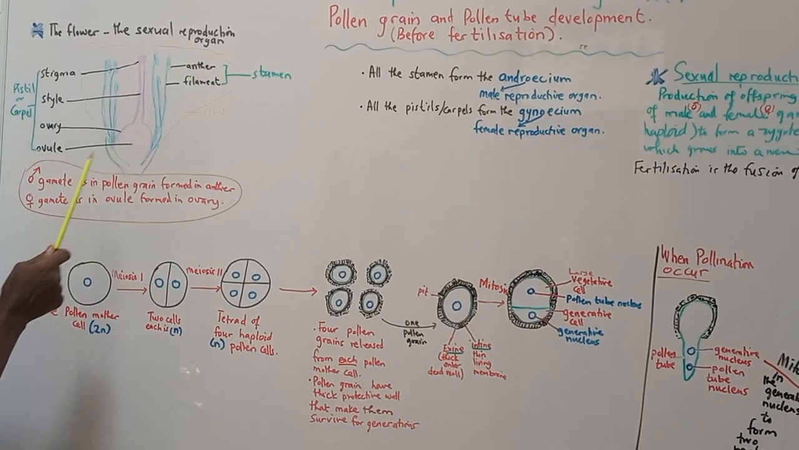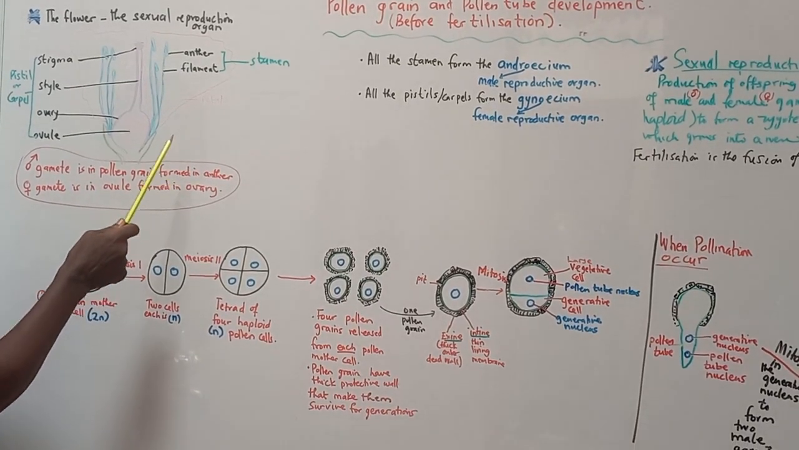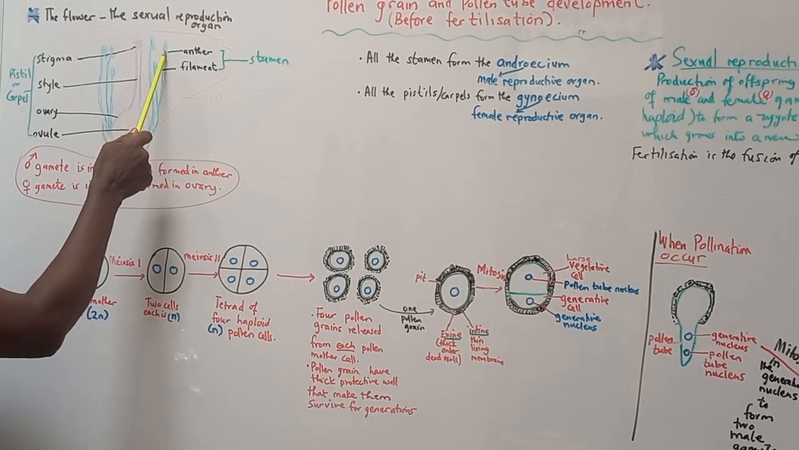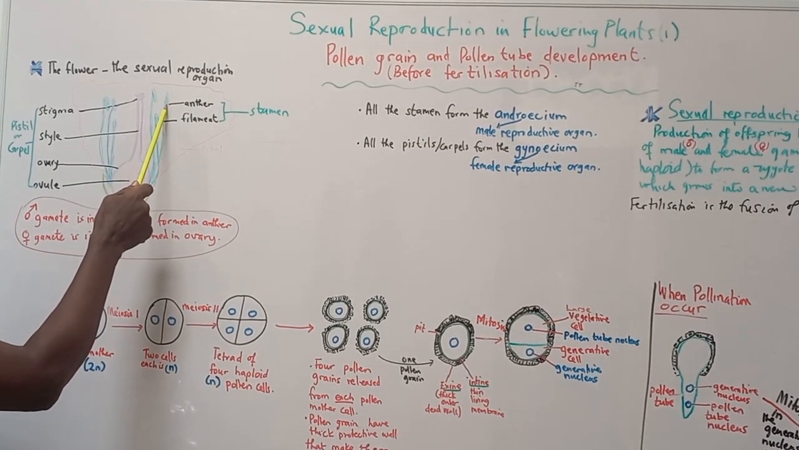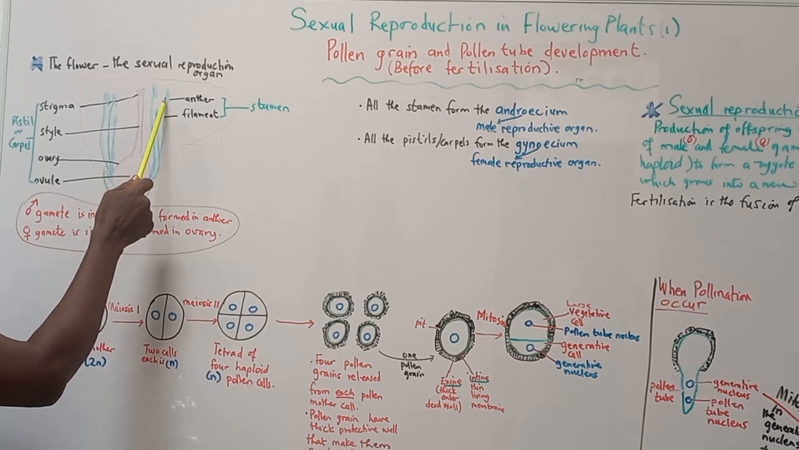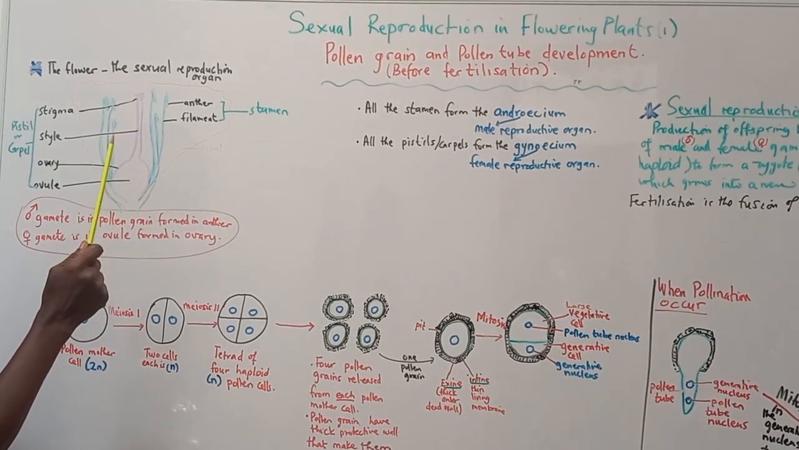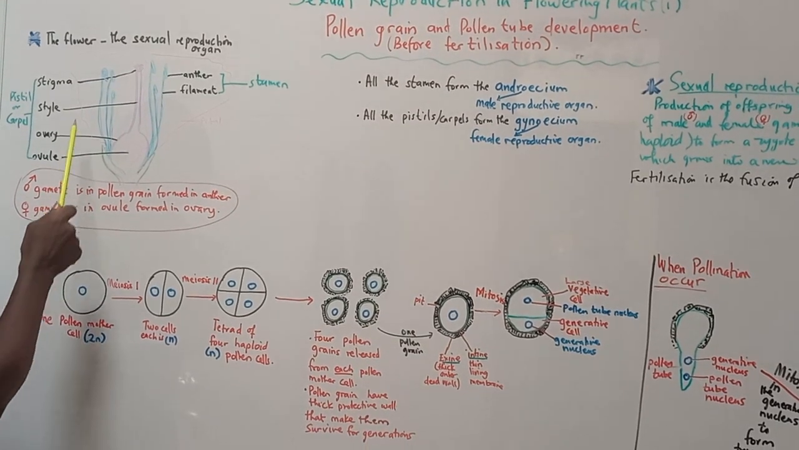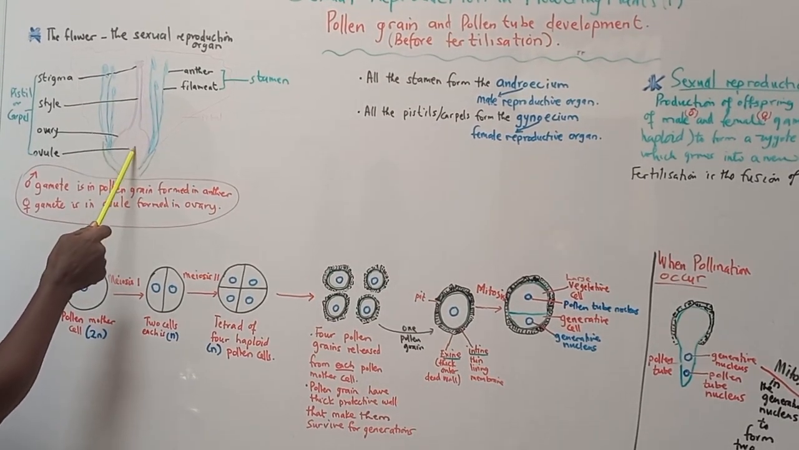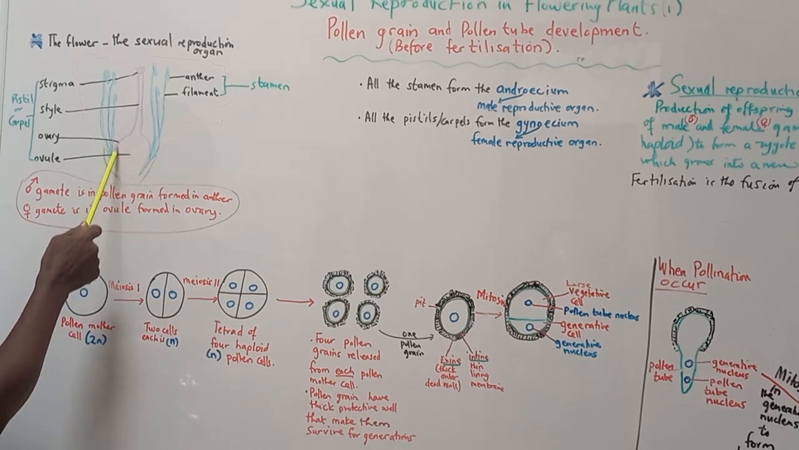Now, the male gamete is in the pollen grain, which is formed in the anther. So this anther produces the male gamete, and the male gamete is in the pollen grain. We'll look at the pollen grain soon. Then we have the female gamete, which is in the ovule, and this ovule is in the ovary.